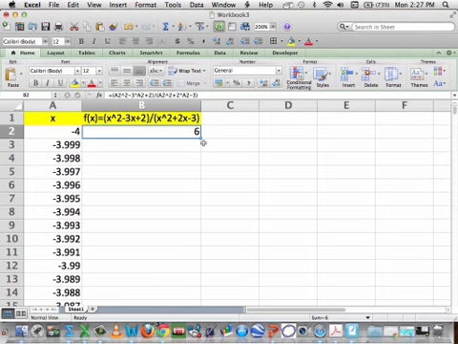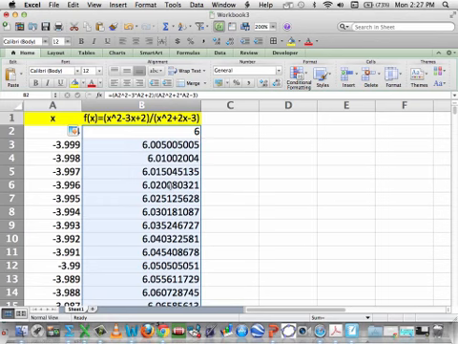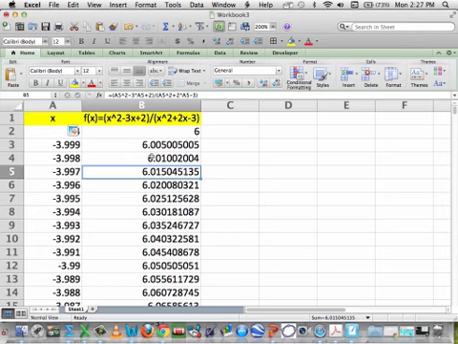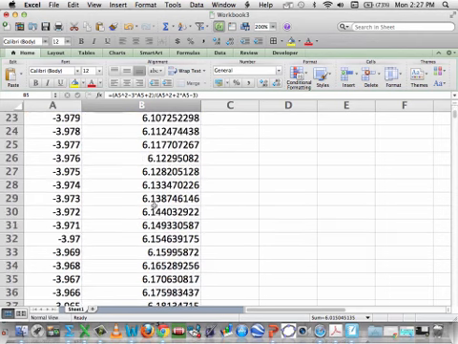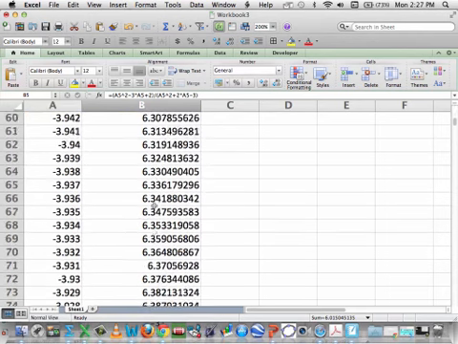And the way that's done is by double-clicking on this little blue square in the lower right-hand corner of cell B2. Okay, I double-click and the numbers get filled in. So now we can examine what this function does when x gets close to negative 3, in this case from the left-hand side. So I'm going to scroll on down and try to observe what happens to these numbers.